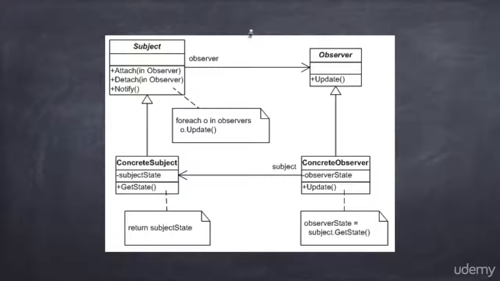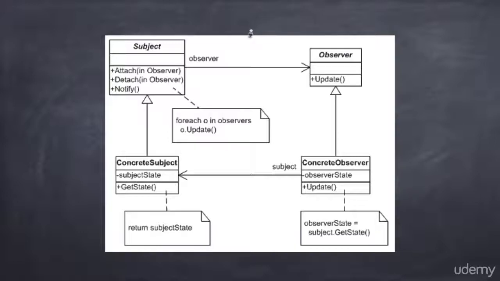There's also a concrete observer called concrete observer. The class tracks the subject state in an internal field called observer state. The class also implements the update method. The method calls the subject's getState method to retrieve the new state information and stores it in the observer state field.